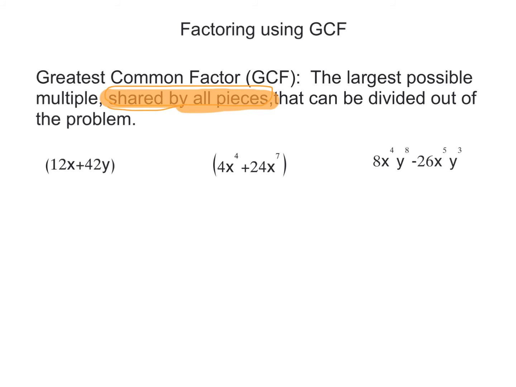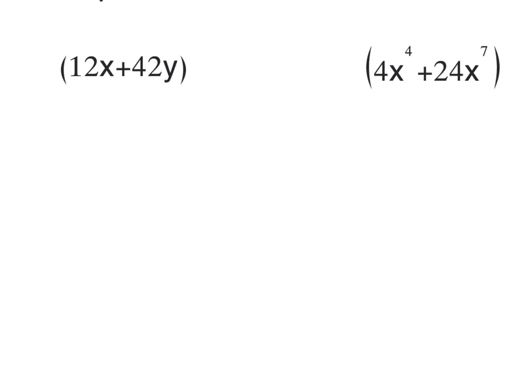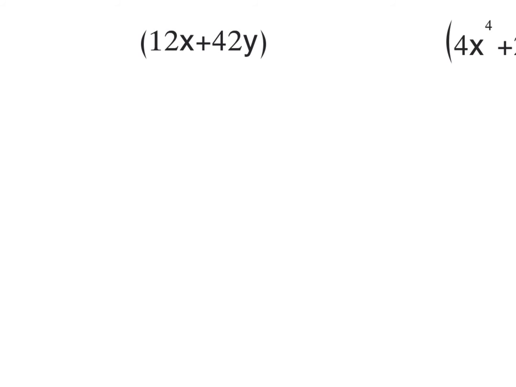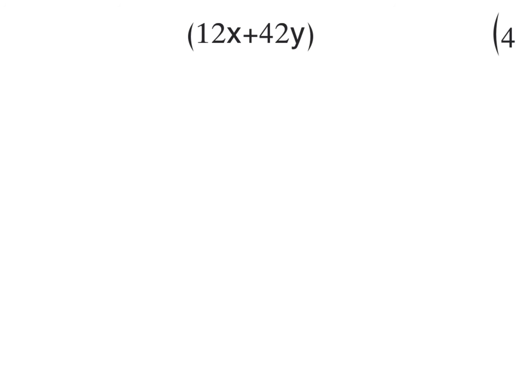Okay? So let's take a look at this first example. So I have 12x plus 42y. Now again, I'm looking for something that all the pieces share that I can divide out. The biggest possible number. Now again, for some folks, you can easily see it. It's obvious what the number will be. For some folks, it's not so obvious. So I'm going to take that approach with this one.